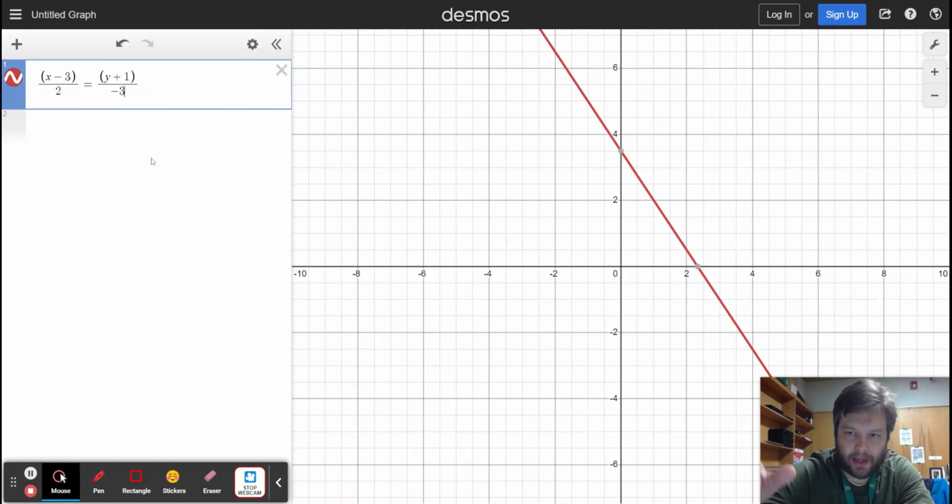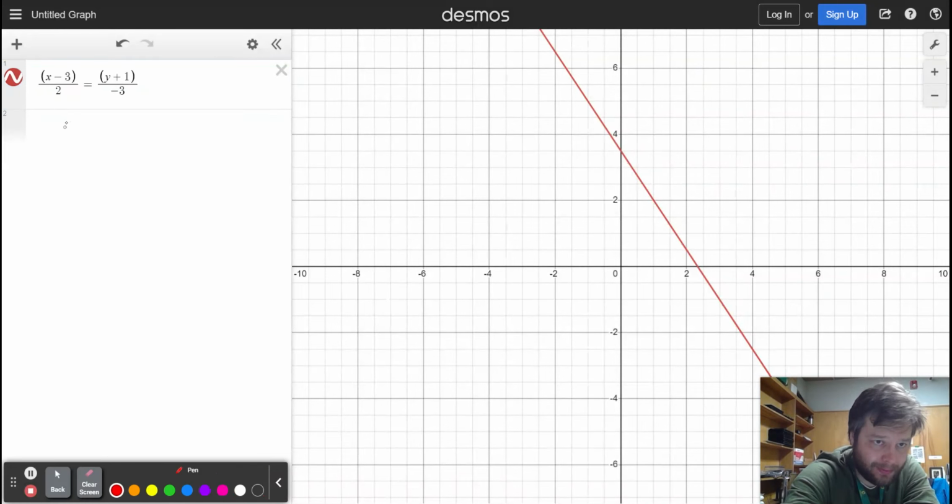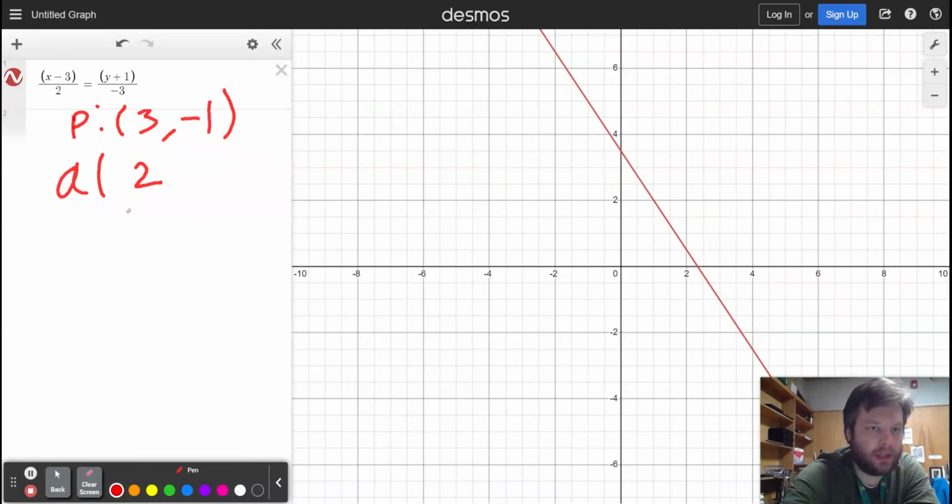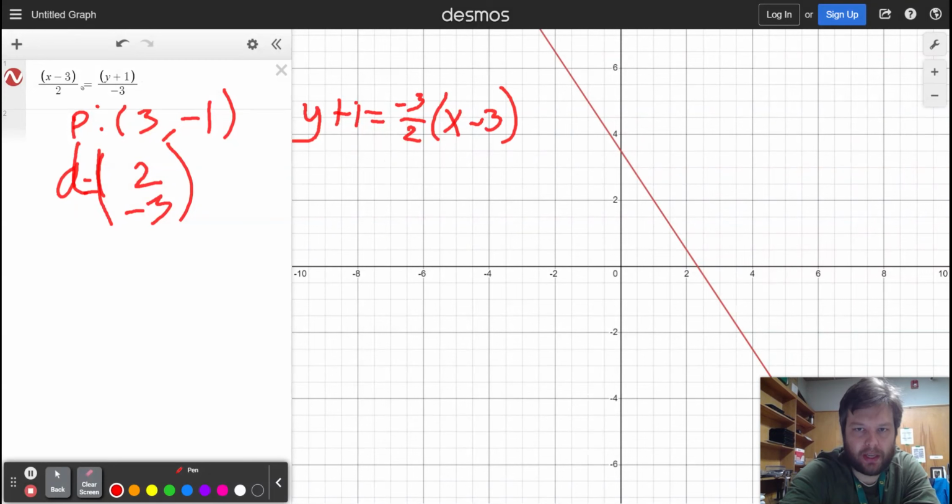Now, I'll explain how I could have pulled out this line just visually. What I would have noticed is that the point given is x equals 3, comma, negative 1, and the direction vector is 2, negative 3, because those are the values there. And so I know that this is the point in terms of point slope form: y plus 1 equals negative 3 over 2 times (x minus 3). I hope you can see how you could rearrange that equation to get that.